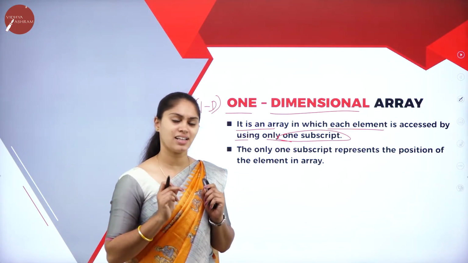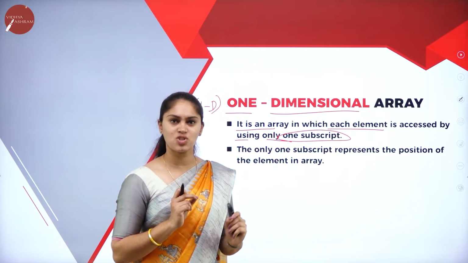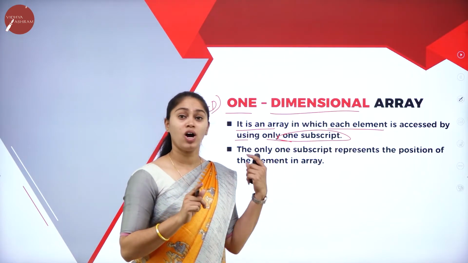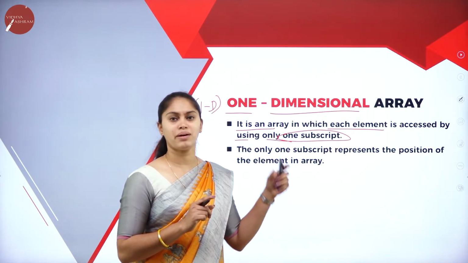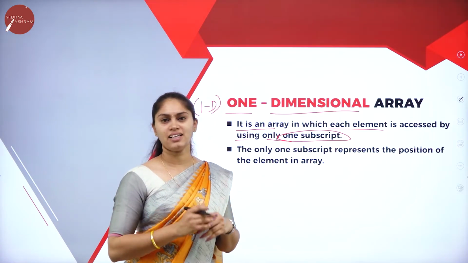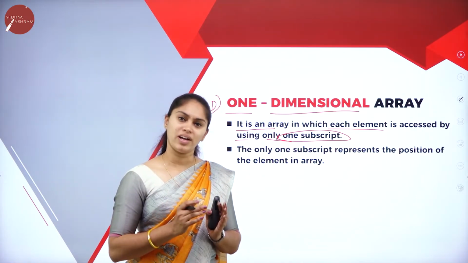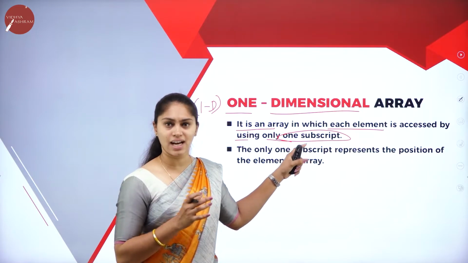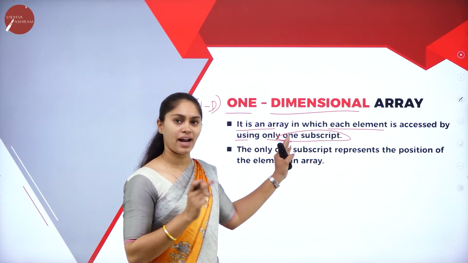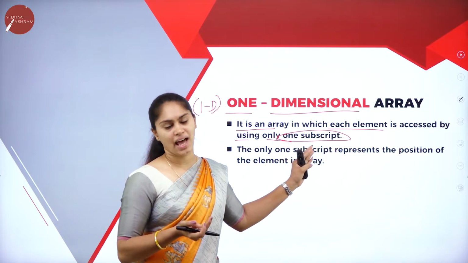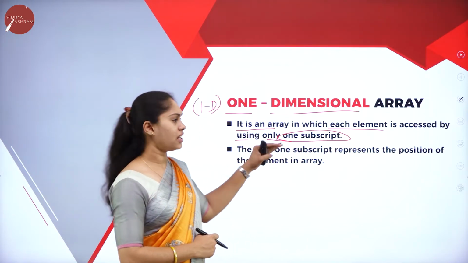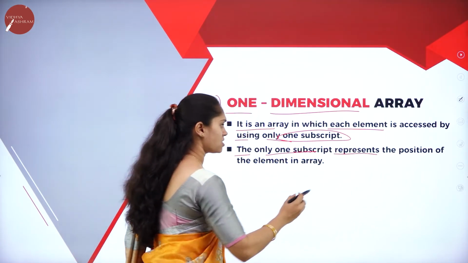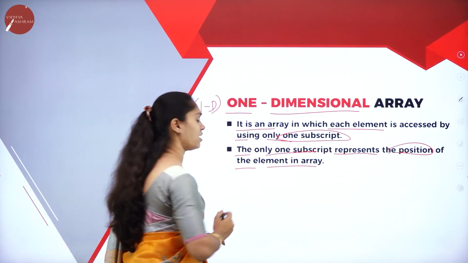So we have learned that the subscript returns the position or location of an element in an array. If an array has only one subscript, or if I am accessing the elements of an array using only one subscript, then that kind of array is termed a one-dimensional array. It holds similar types of data elements under the same name, but the elements can be accessed with a single subscript. That is regarding the one-dimensional array. The only one subscript represents the position of the elements in an array.